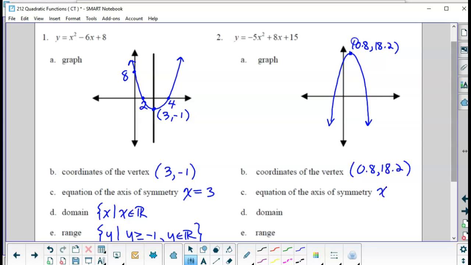Equation of the axis of symmetry would be x equals 0.8. Domain is all real numbers. Range is y less than or equal to 18.2.